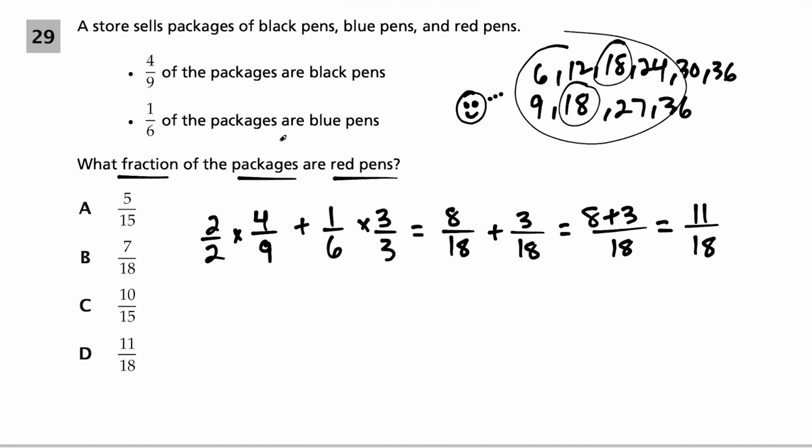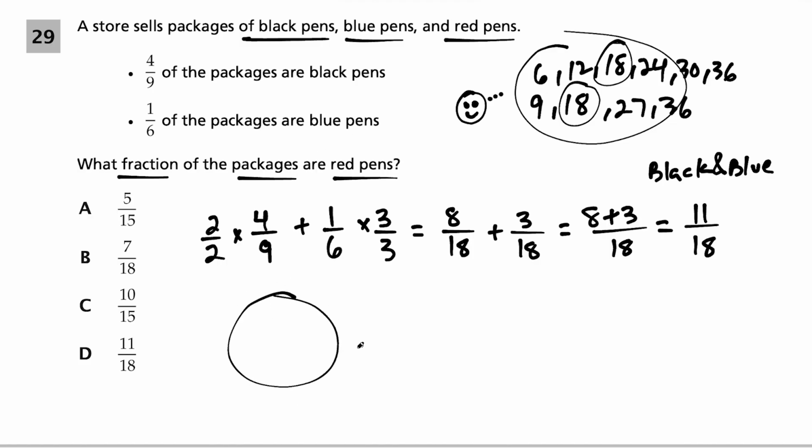But remember, this accounted for the black and blue. Okay, so this was the sum of the black and the blue, but altogether, the store sells packages of black, blue, and red. Okay, so from here, we want to know what fraction of the packages are red pens. So just know here, if we're talking about all of them together, this is one whole. Okay, all of the fractions together make one whole. So the missing part of the fraction here is for red, but there's one whole, so I have to do 1 minus 11 over 18.